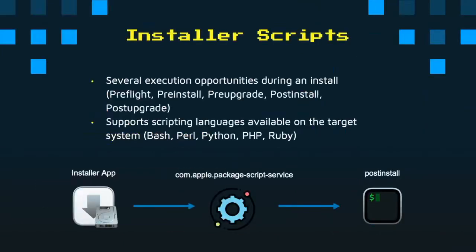First are installer scripts, and as I said, there are many different places where you can execute code as an attacker during the install process. You can use an installer script that uses any pre-installed scripting service on the system. It can be Python, Perl, PHP, Ruby, Bash, anything. I also learned recently that you can actually use a Mach-O binary in place of these and just have it kick off native code within that binary. Also, the package script service is actually responsible for kicking off any installer scripts that you include, so that's just something to note.